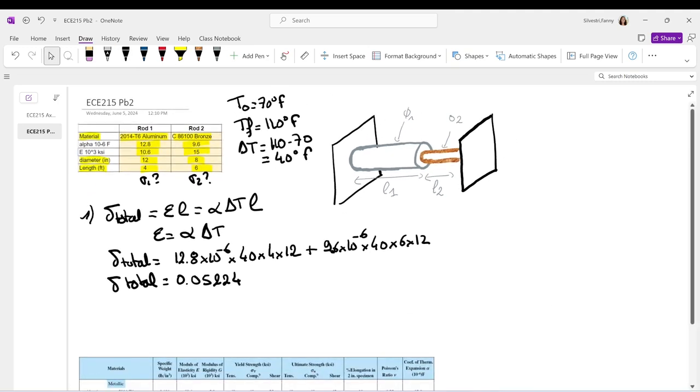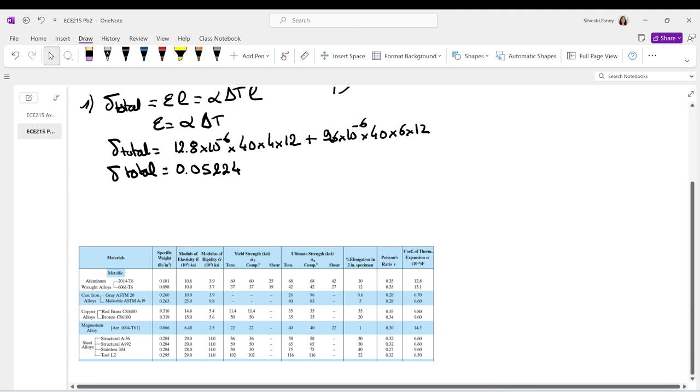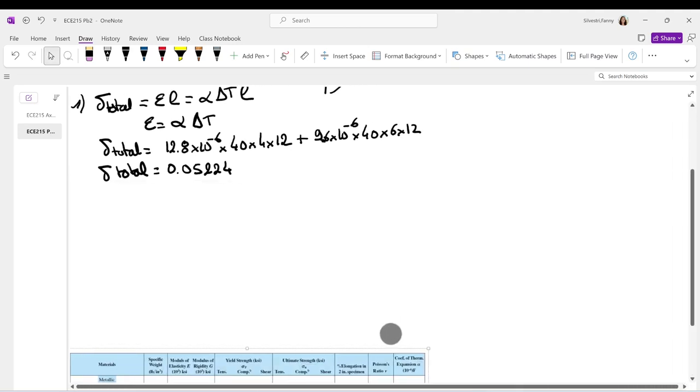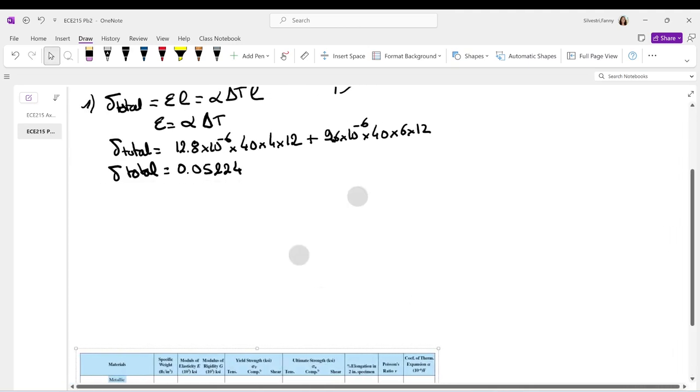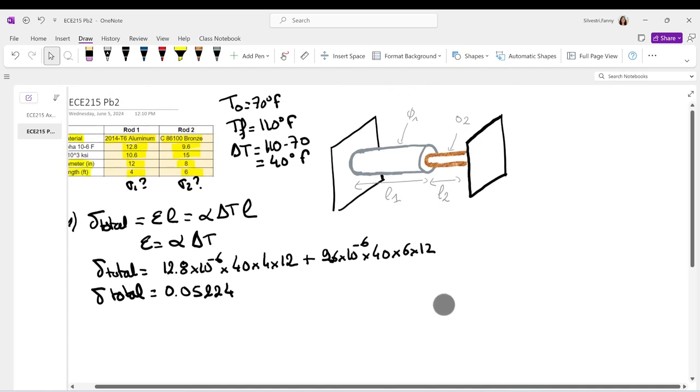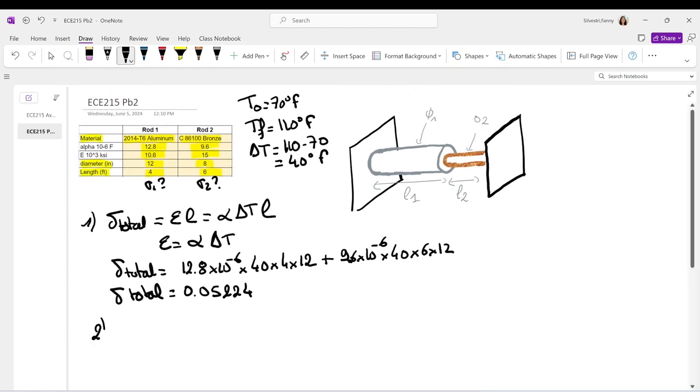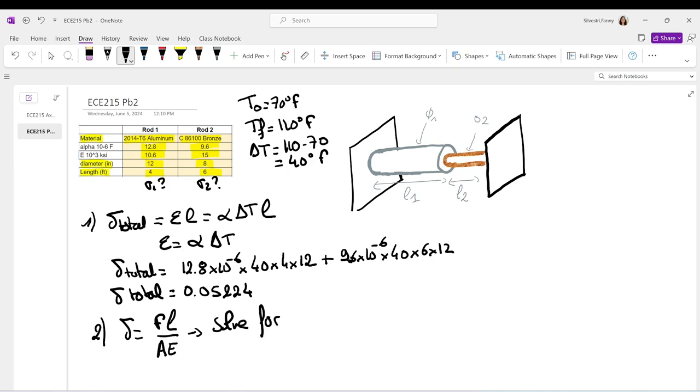Step number 2. We will use the formula we learned in the previous examples: delta equals F times L divided by A times E. We will solve for the force F, the force inside. If we look on the side, we have the big one and the small one.